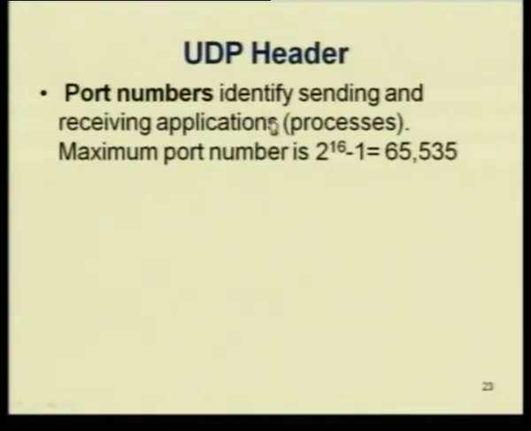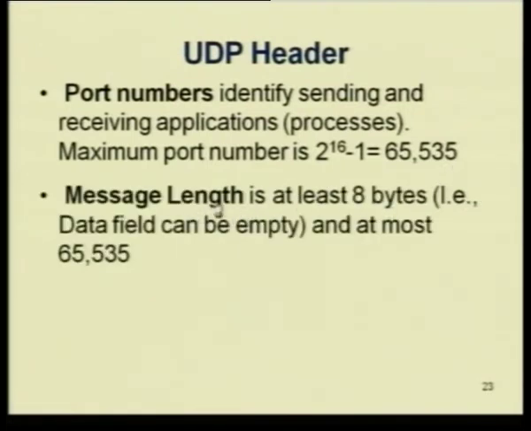Summarizing, port numbers identify sending and receiving applications. You have a source port number and a destination port number. The maximum port number we can have is 2 power 16 minus 1. We saw that it is a 16-bit number, so you can have up to 2 power 16 minus 1, which is 65,535 different ports on any given host. The message length is at least 8 bytes. What do we mean by this? The data field can be empty and it can be at most 65,535.